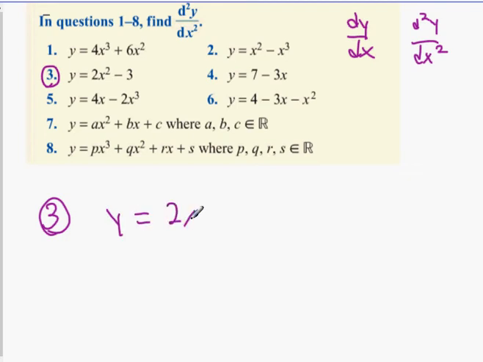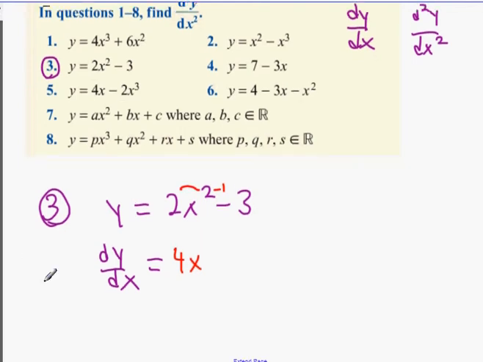y equals 2x squared minus 3. Second step is you have to write down dy dx. Everybody looking? Now, to differentiate, you multiply the 2 by whatever is in front of the x. So 2 times 2 is 4. Take 1 away from the power: 2 minus 1, 4x to the 1. That's no big deal, it's just 4x. What happens to any number when you differentiate it?